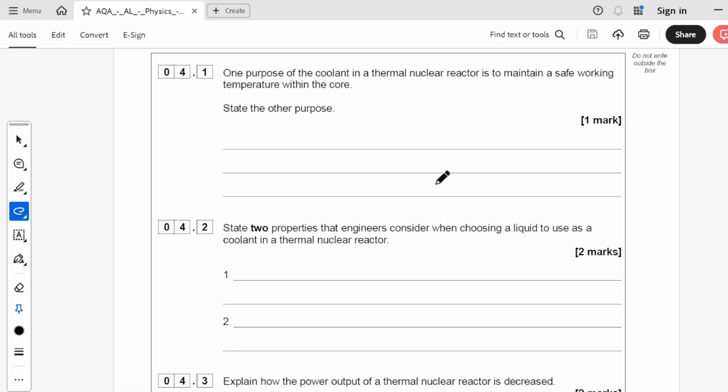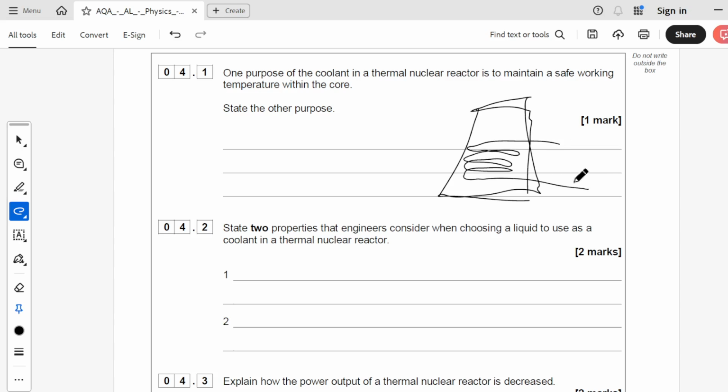So what normally happens is, inside the actual nuclear reactor core, the reaction is taking place. There are coolant tubes that are pumping the coolant around the reactor, cooling it down. It comes in cold and leaves hot.